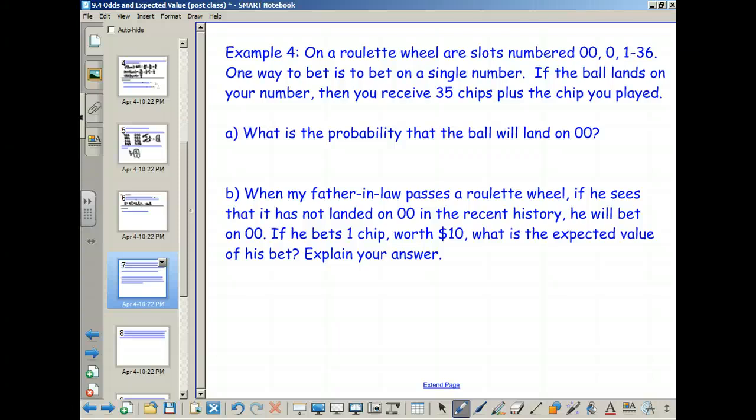So on a roulette wheel, you actually have slots numbered 0, 00, and then numbers 1 through 36. One way to bet on a roulette wheel is to bet on a single number. You can say, I believe when you spin that wheel, it's going to land on 2, and you put money down for it. There are other ways to bet on a roulette wheel, but I want a real simple example to start with. So what is the probability that if I bet on a 2, I win?